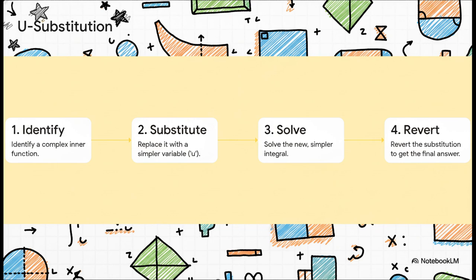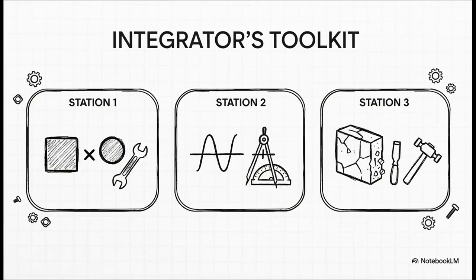You take a messy, complicated integral, and you find its trickiest part. You then temporarily replace that part with a nice, simple variable, we'll call it u, which makes the whole problem way easier to solve. Once you have that simple answer, you just take off the disguise to get your final result. Pretty neat, huh? And U-Substitution is just one tool in the workshop.